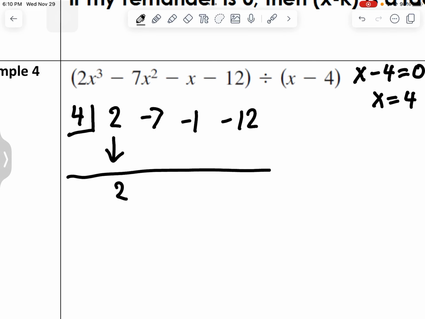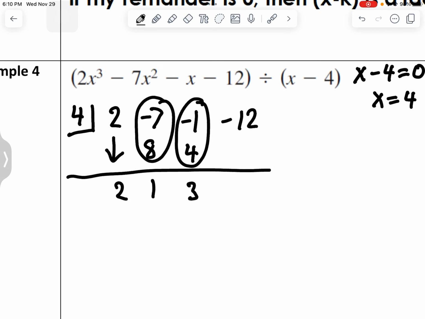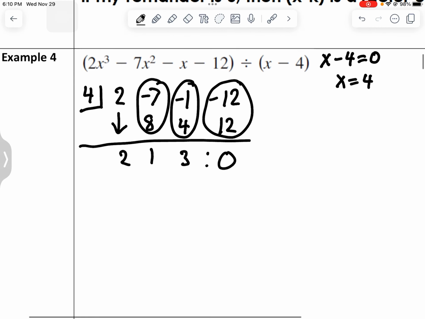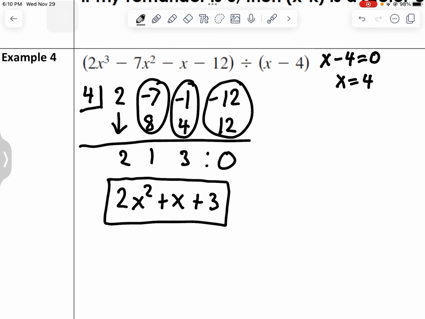Drop down the 2, multiply, add, multiply, add to give us 3. 4 times 3 is 12, and just like we were expecting, negative 12 plus 12 is 0. So here, we're not trying to solve for the whole polynomial, we're just trying to divide and show that it's a true factor. So our final answer in this one would be 2x squared plus x plus 3. We're trying to divide this and get the polynomial out of it.